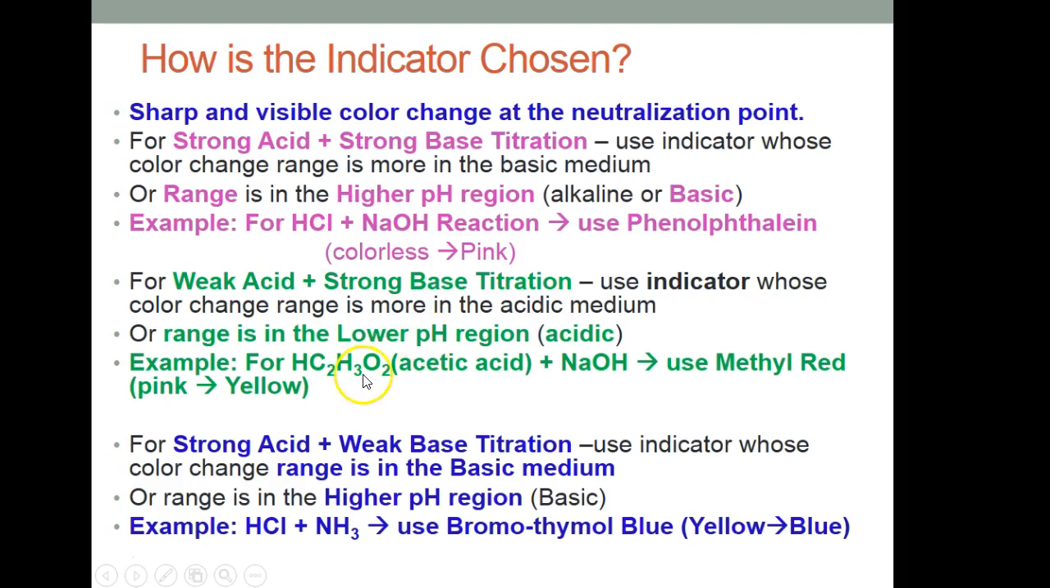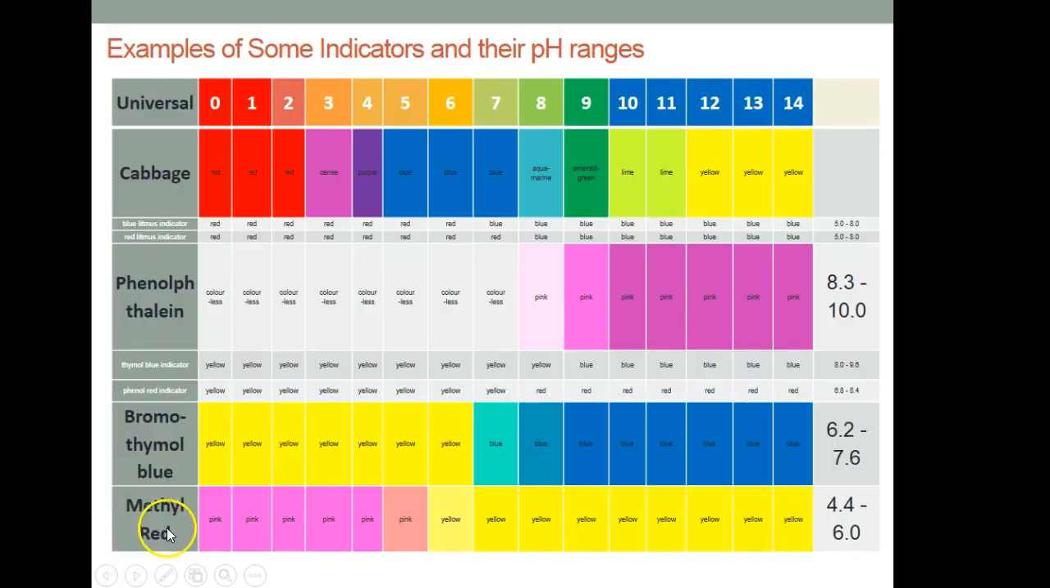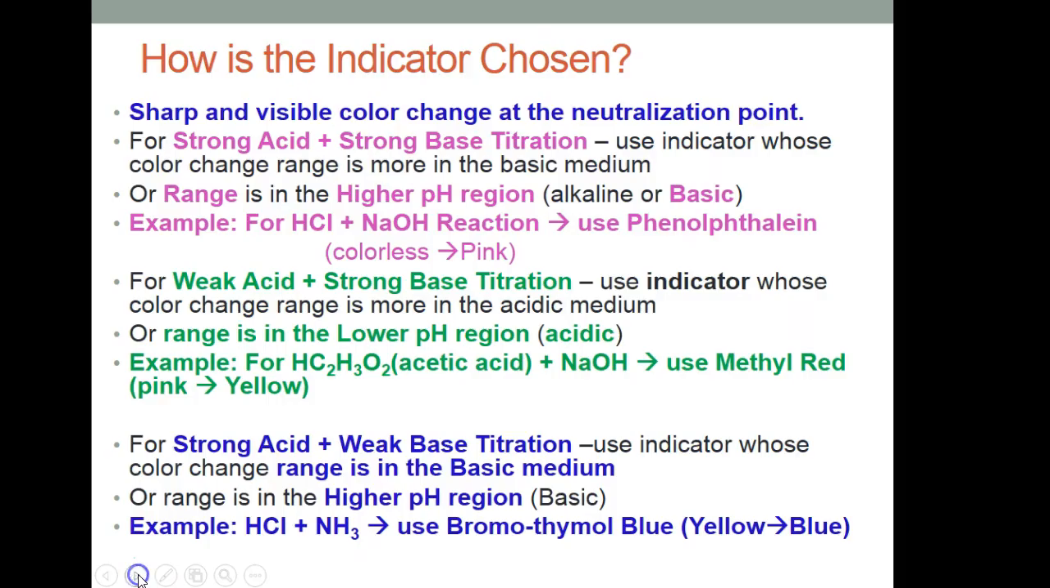All right, so for example, if acetic acid and sodium hydroxide are getting reacted, then you're going to use methyl red, because if we go back, methyl red goes from pink to yellow, and that's in the acid region. So methyl red is good because it goes from pink to yellow in the lower pH range.